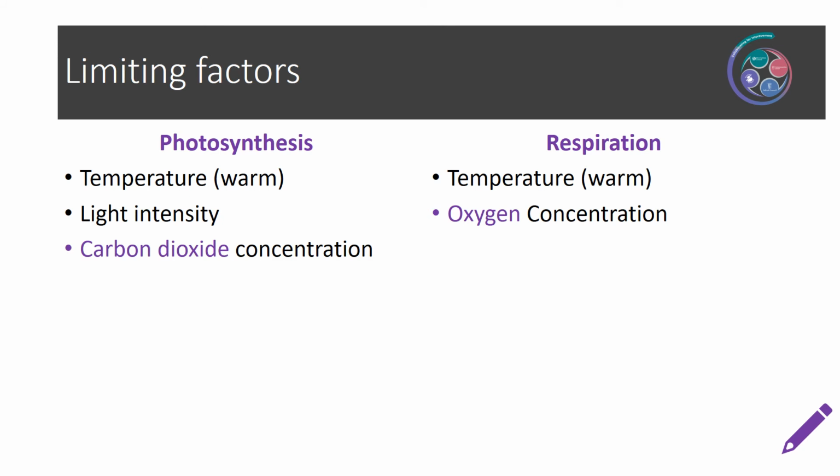Respiration is a little bit different. Respiration doesn't need light because it can happen in humans, and humans don't need light to make food. They don't make their own food. So we need a nice warm temperature so that our enzymes are working comfy at their optimum. But instead of carbon dioxide, we breathe in oxygen. So we're talking about oxygen concentration rather than carbon dioxide. Carbon dioxide for plants when they're going through photosynthesis, and oxygen for other organisms who are respiring.